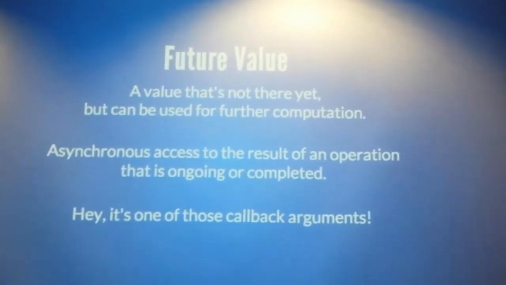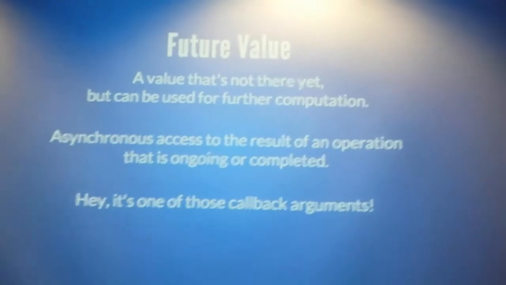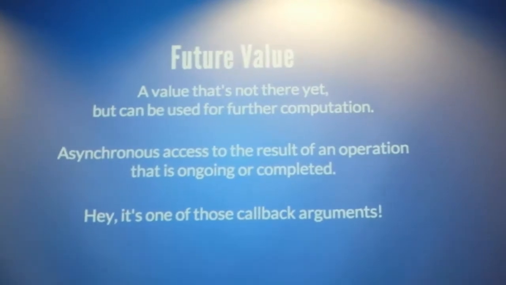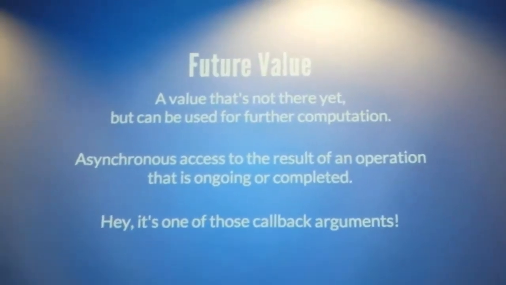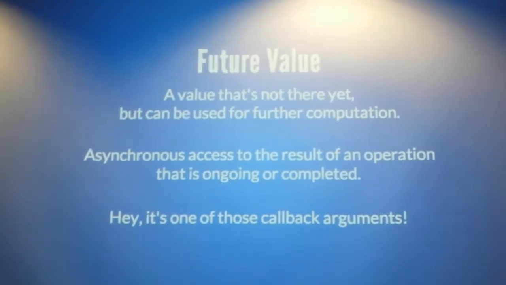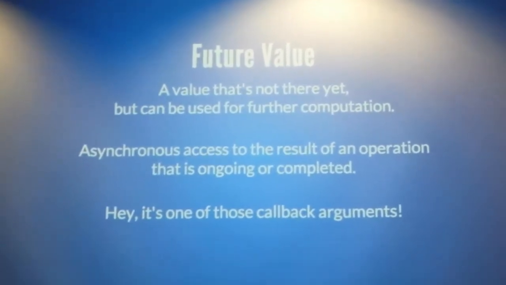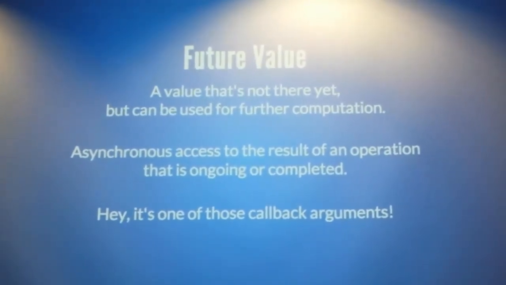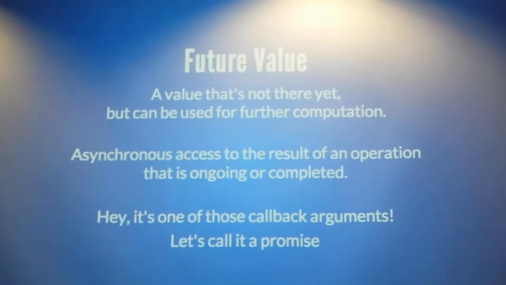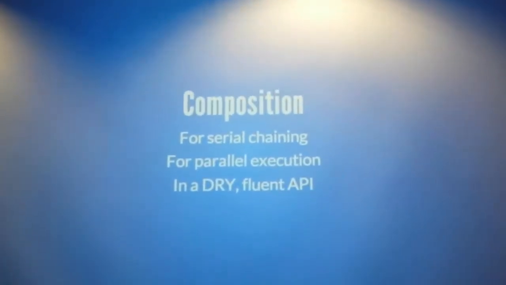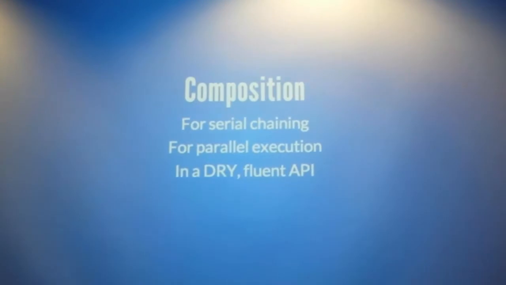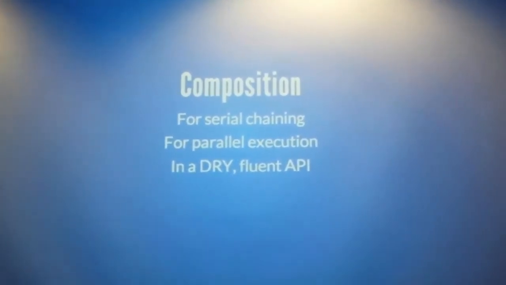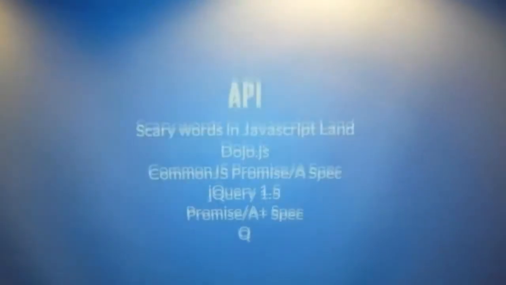And if you think about it, that's one of those callback arguments we were looking at right before. And those callback arguments are the future value we're going to deal with now. And so that's why my talk is called The Future is a Promise, because really the future value is coming from the promise construct. Yeah, I'm not trying to predict the future or anything. And so yes, we call that a promise. And they're really good for composition, for either serial chaining or parallel execution in a DRY, fluent API where you can reuse your promise construct, and that's what we're going to look at.